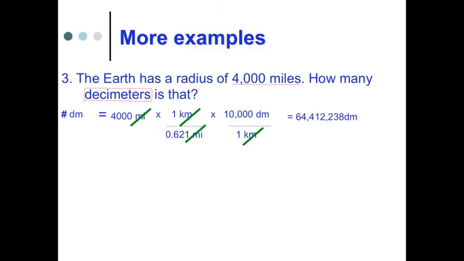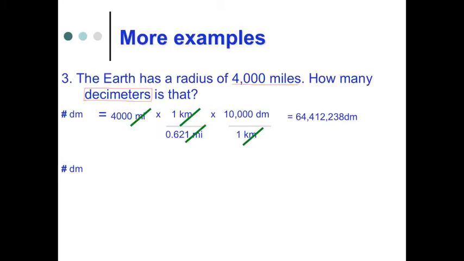And I get an answer of 64,412,238 decimeters. And I got that by multiplying across the top, 4,000 times 10,000, and dividing by what's in the bottom, 0.621. The thing is, I can approach this problem in a very similar manner.